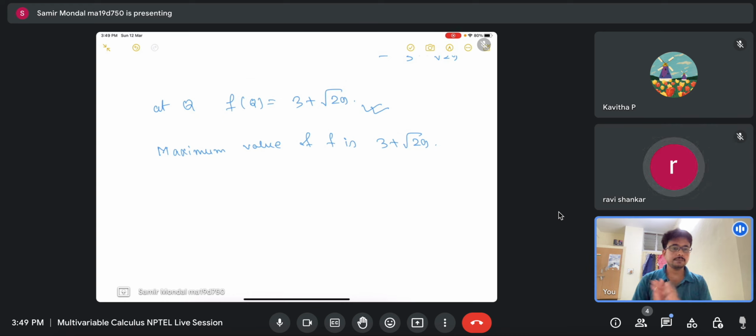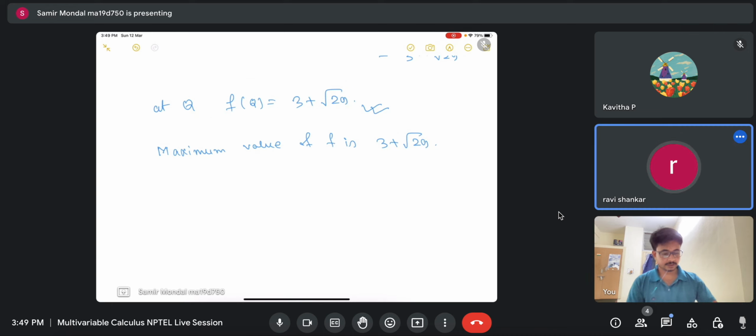So in the Lagrange multiplier method, we are not dealing with eliminating variables. Here we are directly applying it. Is it clear or not, Ravi? Please tell. Yes, sir, got it.